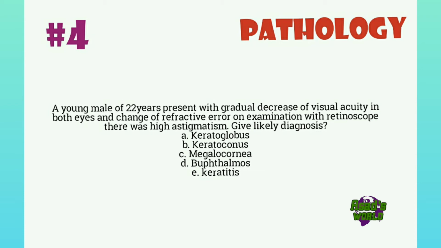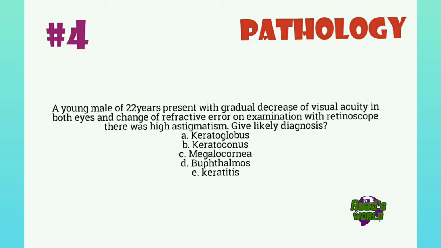So, you know that cornea is responsible for the refraction, and it is a powerful refracting lens which has the refractive power of around 43 diopters. So there is something wrong with the cornea, and that's why there is change of your refractive error and, hence, the decrease of your visual acuity. First, option A, which is keratoglobus, and it can't be because the patient is 22 years old. Keratoglobus occurs at birth, so this option is wrong.